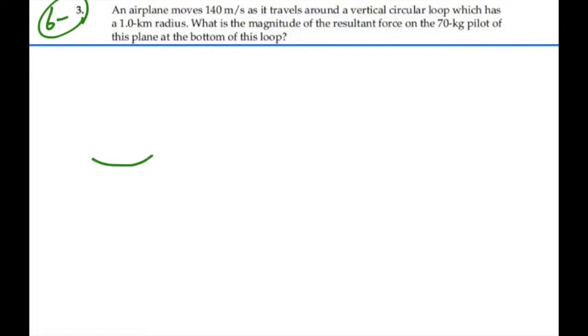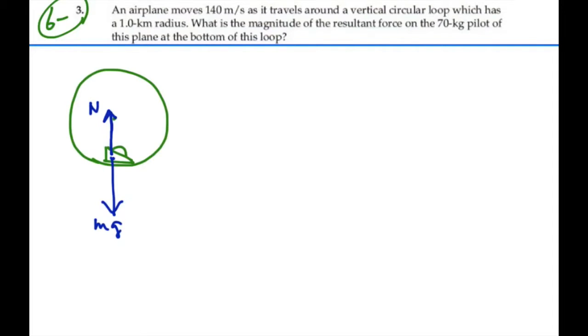Let's visualize what's going on here. We've got a plane going around a circular loop, and the plane itself is at the bottom. If we were to make a free body diagram on the pilot, we would realize that the pilot had weight, mg, and that the seat of the plane would be pushing on the pilot in the opposite direction towards the center of this circle. So that would be the normal force.